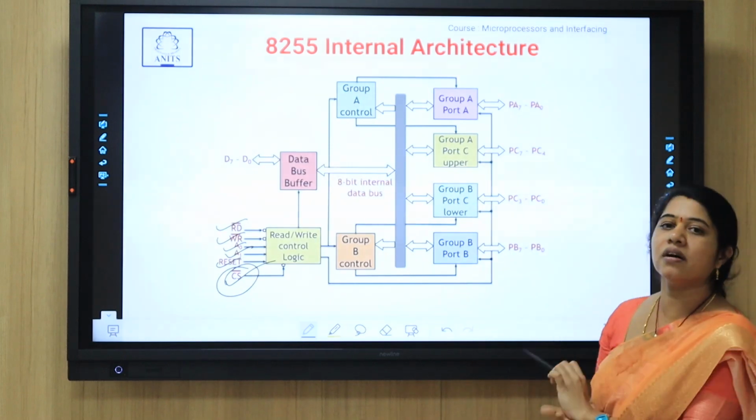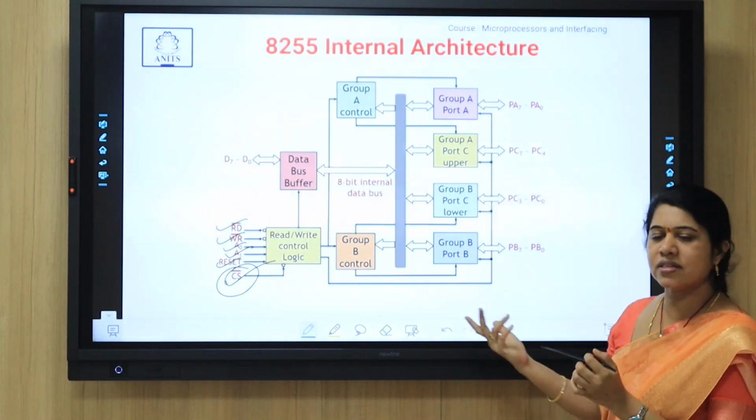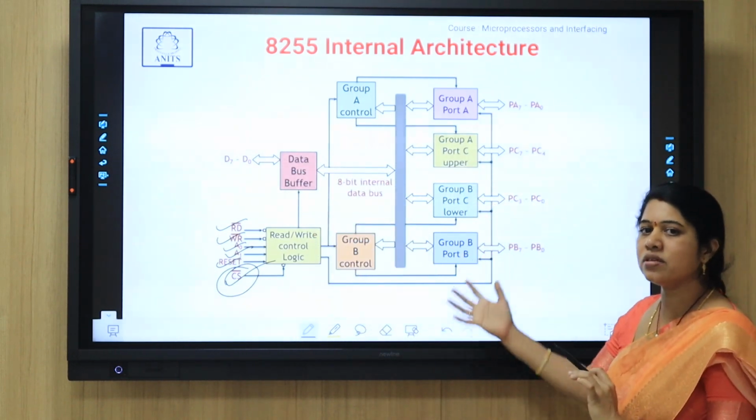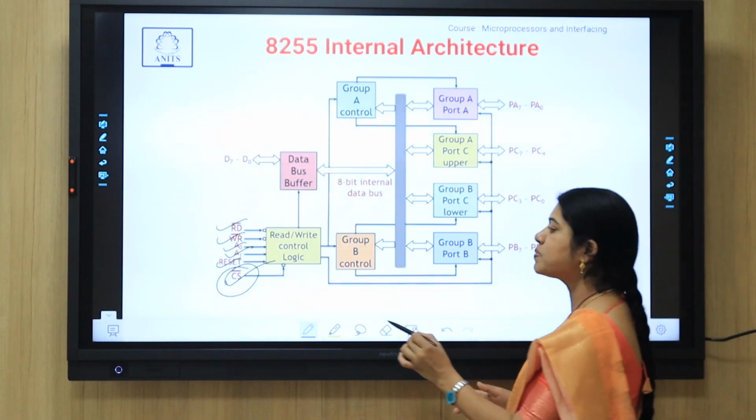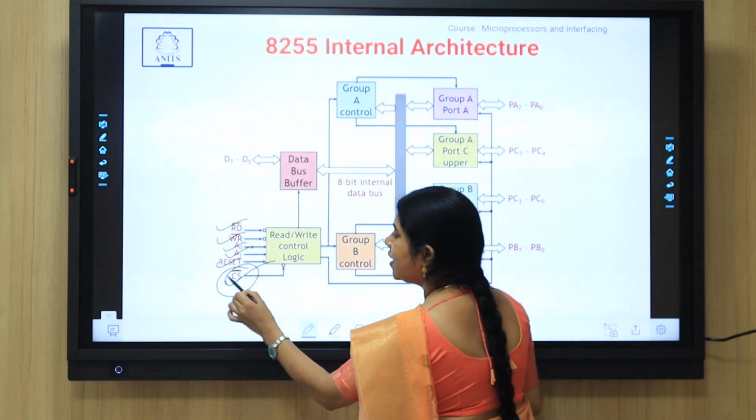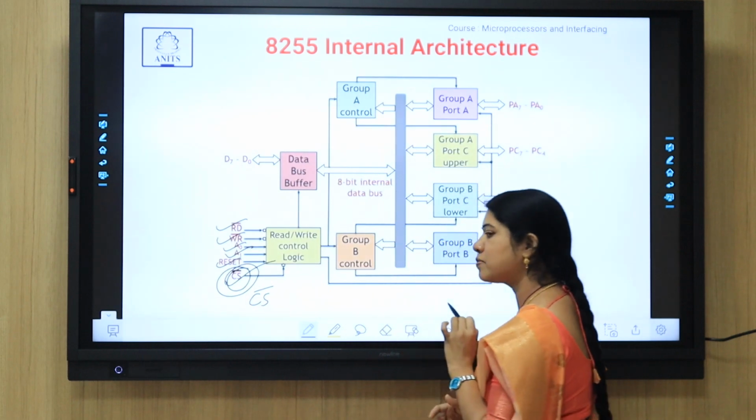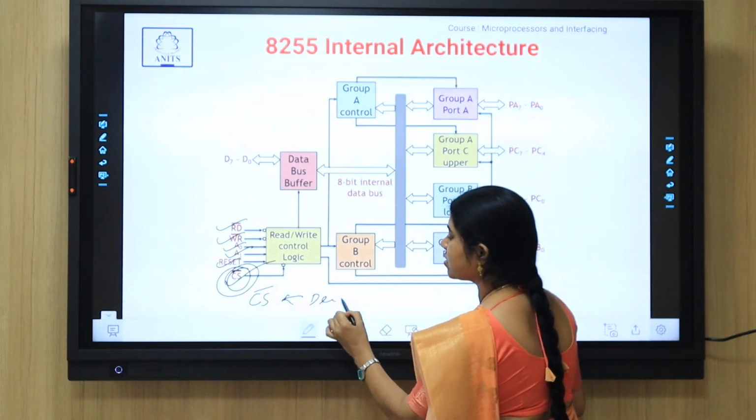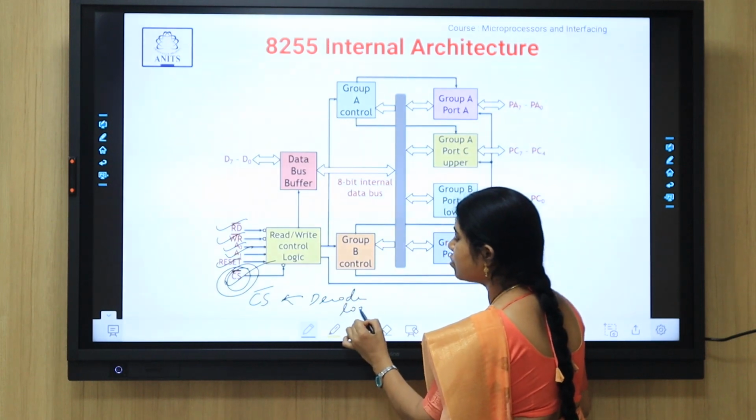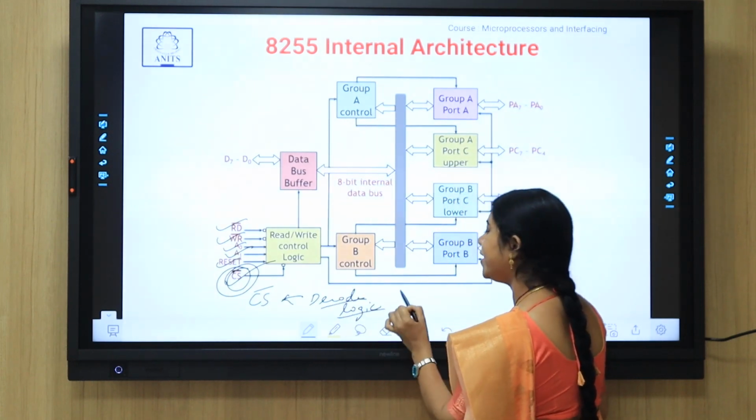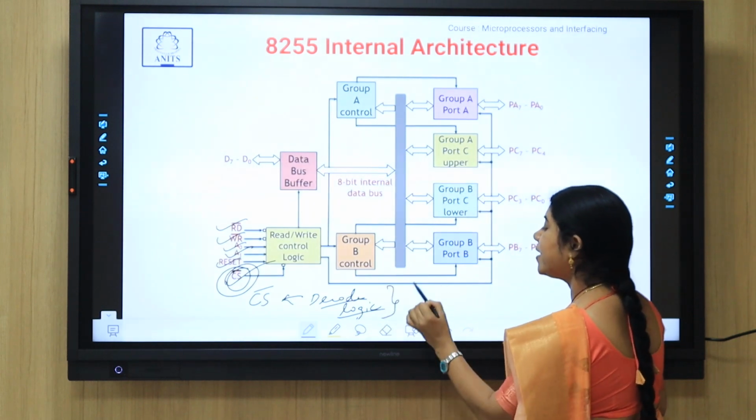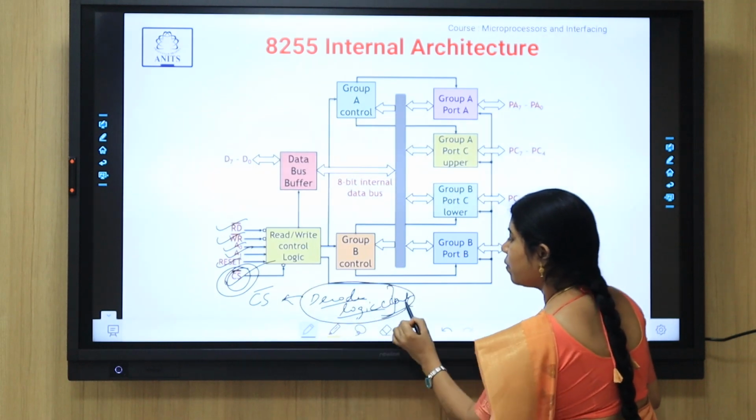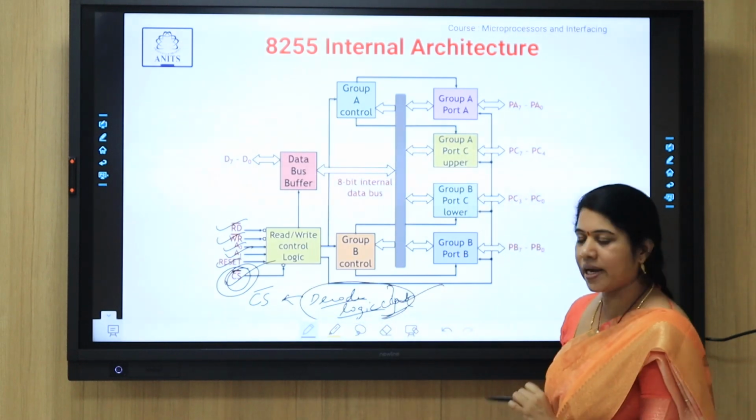This 8255 is an integrated circuit. So in order to perform some operations through this IC, the chip selection must be done. That will be done through this CS bar signal. This chip selection will be done through the decoding logic. The logic which is used to select the chip is nothing but a decoding logic circuit. We will see about this decoding logic circuit later.